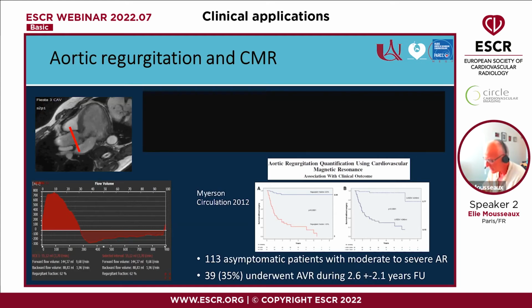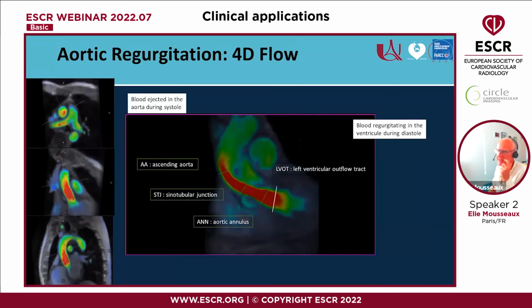I mentioned some limitations of 2D in case of bicuspid aortic valve or dilatation of the ascending aorta. That's why more people are now using 4D flow. Unfortunately, because this technology is quite new, there is some validation to do. So that's why we are working in our center to try to validate this technique in case of aortic regurgitation.